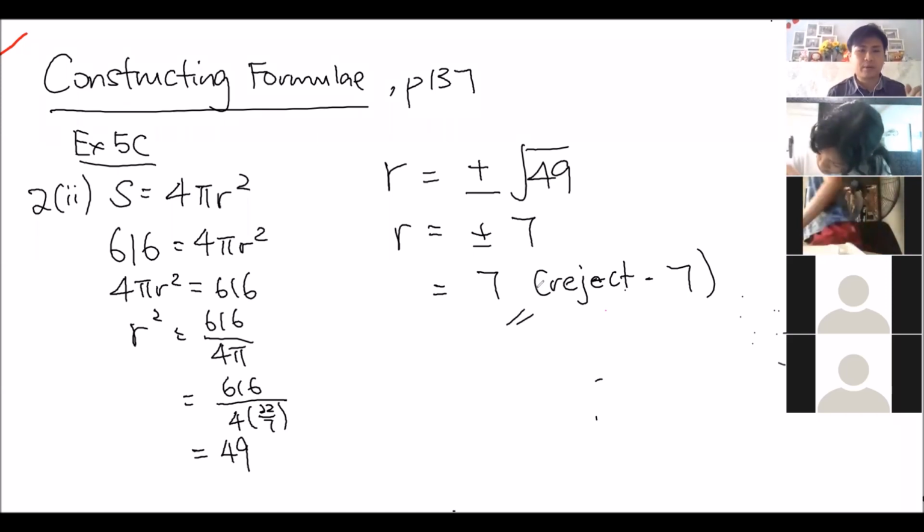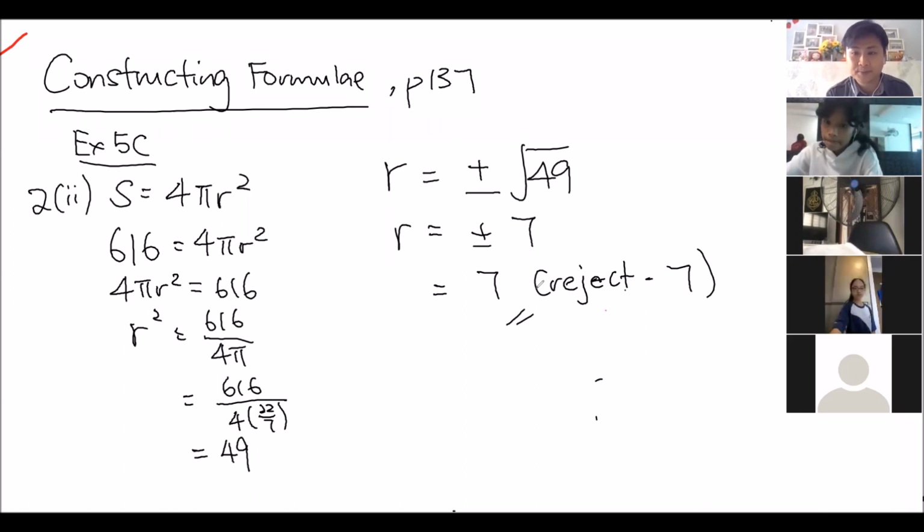Okay. So just remember, every time we take square root, there are 2 possible answers. 1 positive, 1 negative. Okay. But because this question, they want the positive value of R only, so we reject the negative 7. So if they want both, then we just write both. Yeah, if they never say they want positive only, then we write both answers. Yes. Can we get the idea?